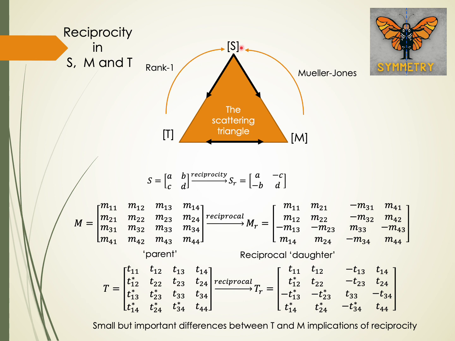S goes to M and S goes to T, but actually there is an intimate relationship between T and M, and we're going to use that today. If you know an M, you can go straight to T. If you know a T, you can go straight to M using some simple transformations.